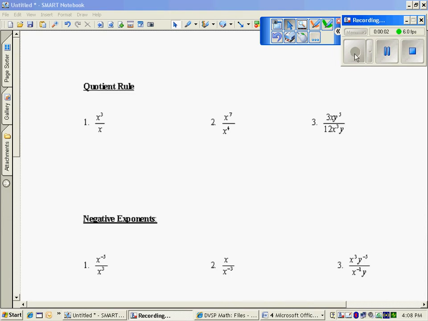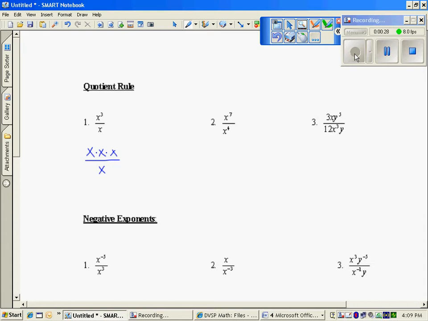The second lecture on exponents covers the next three rules for exponent properties. And the quotient rule, quotient means division, so we're looking at x cubed over x. We're going to discover that property through expansion. X cubed means I have three x's being multiplied in my numerator and one single x in the denominator.